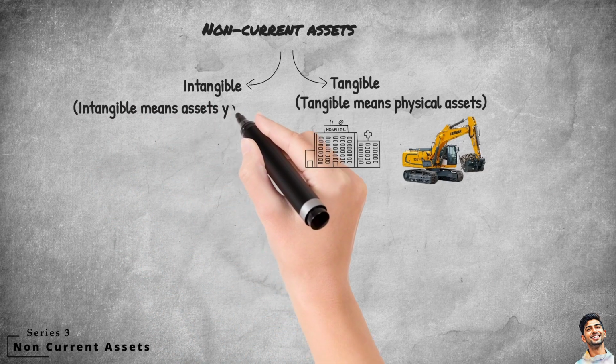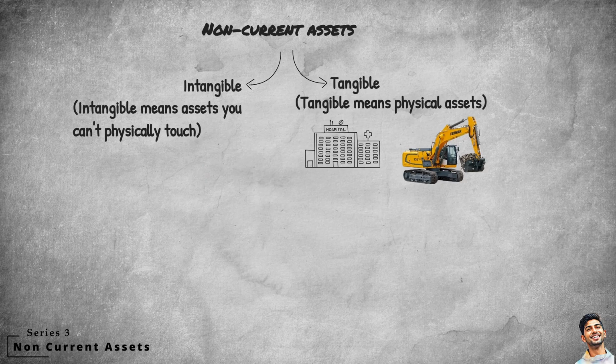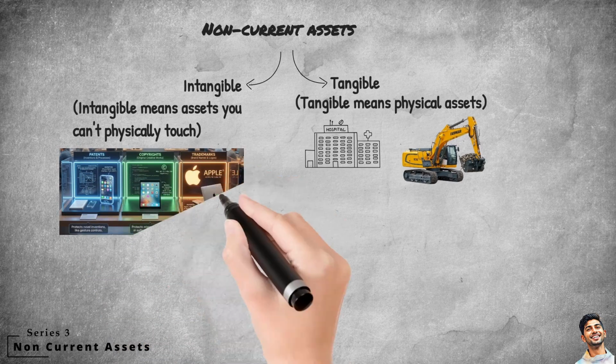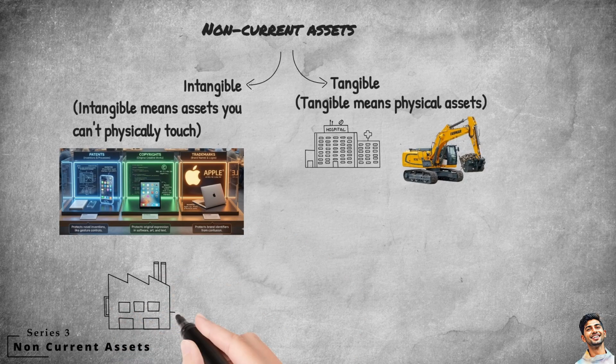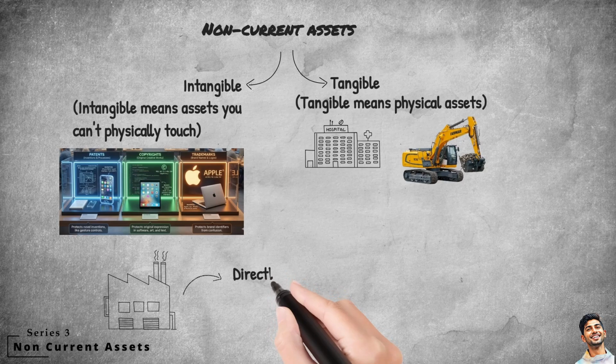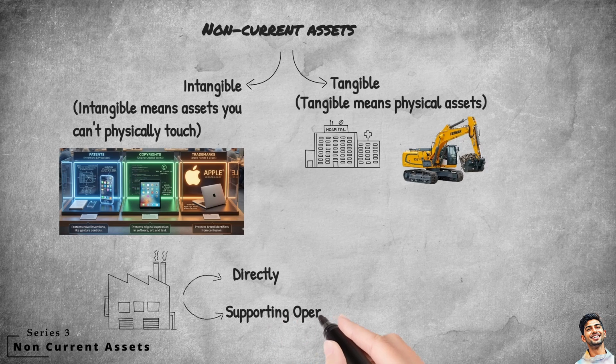Intangible means assets you can't physically touch, such as patents, copyrights, and trademarks. Businesses use these assets to generate income. Sometimes they help directly, sometimes they support business operations behind the scenes.